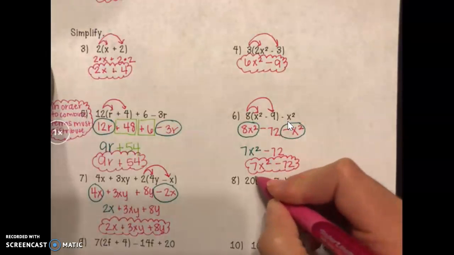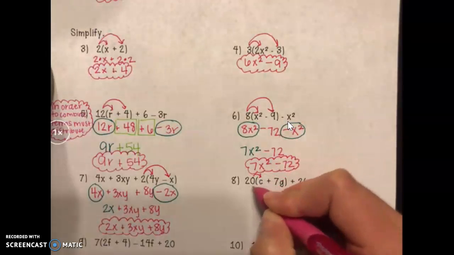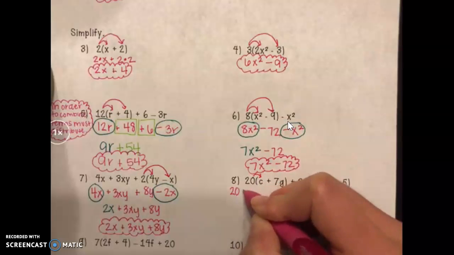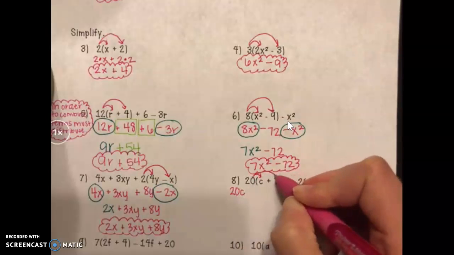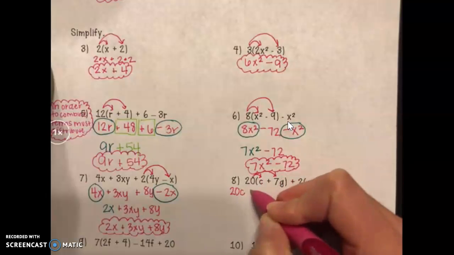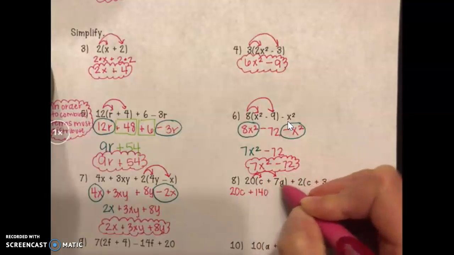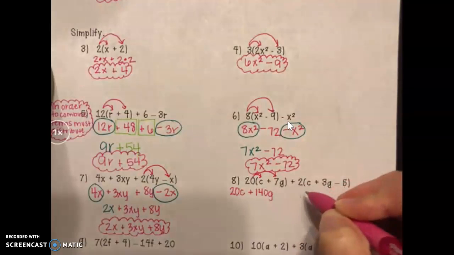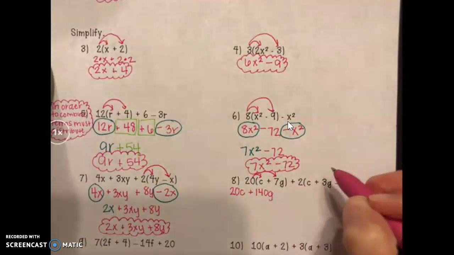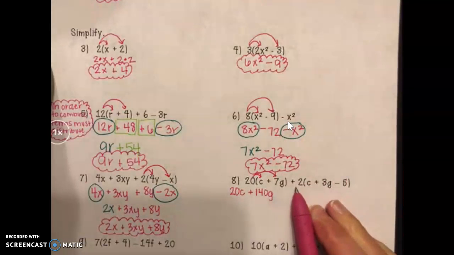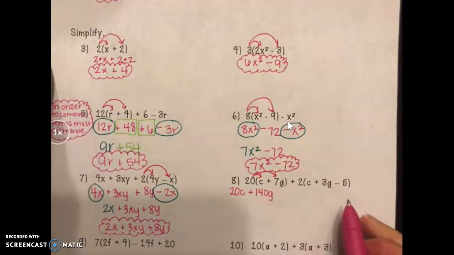So I immediately see something that I recognize, so I would do 20 times c, so that would give me 20c, and then I'm going to distribute my 20 to my 7, so it would be plus 140g, remember always to keep the variable, okay?